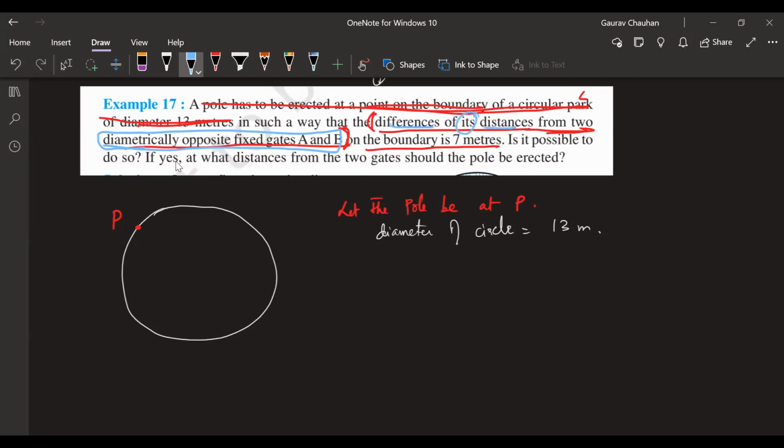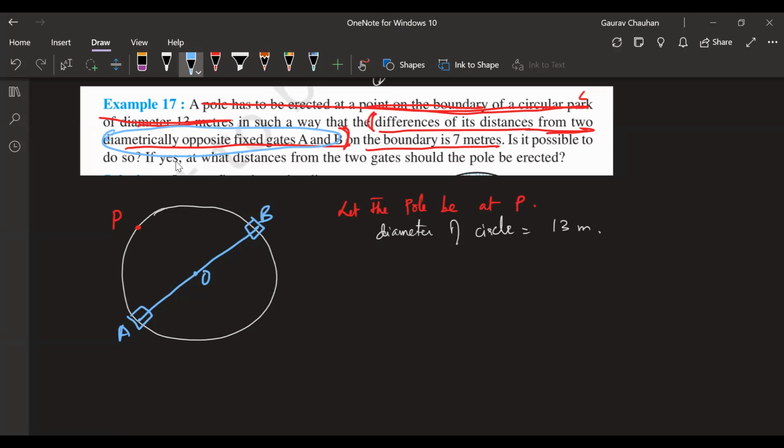Differences of its distances. Whose distances? The pole's distances. Differences of the pole's distances from the two gates A and B. How are the gates? The gates are on opposite ends of a diameter. So the first thing I will do is draw a diameter. Let O be the center. There is A here, there is B here. So there is one gate here, one gate here. I am getting this from this blue part.